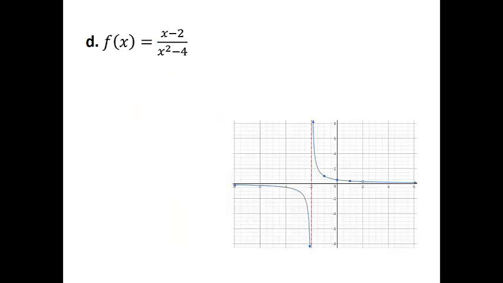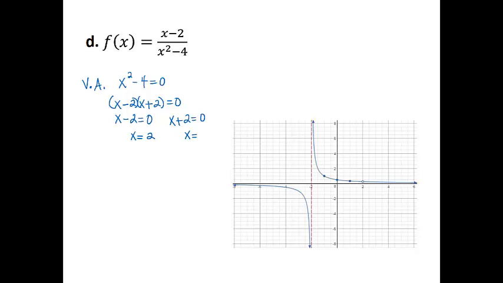Part D is f of x equals x minus 2 divided by x squared minus 4. We can start by looking at what the vertical asymptotes would be if we set x squared minus 4 equal to 0. We would have the difference of squares, so x minus 2 times x plus 2 equals 0. Therefore, we get that x minus 2 equals 0 at x equals 2, or x plus 2 equals 0 at x equals negative 2. And so if we don't examine the graph or examine the function any further, we would say that there's a vertical asymptote at both 2 and negative 2.